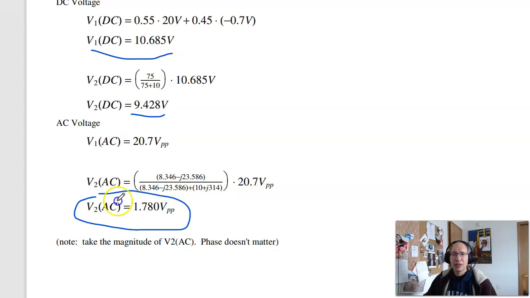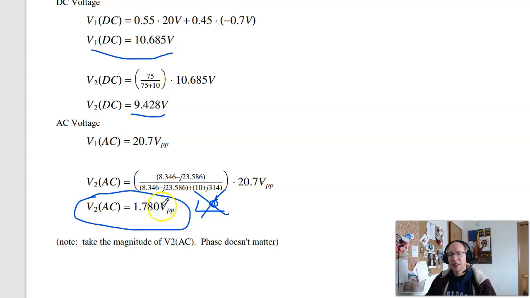And note, this will be a complex number. I just take the amplitude, so take the phase shift and ignore it. What the phase shift tells you is that V2 is out of phase from V1. I don't care. I just want to know how big the ripple is. So that's why I took the magnitude. So that's what I predict. I predict the V2 will be 9.428 volts DC with a 1.78 volt peak-to-peak ripple.